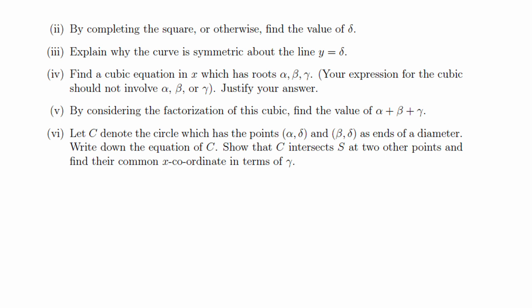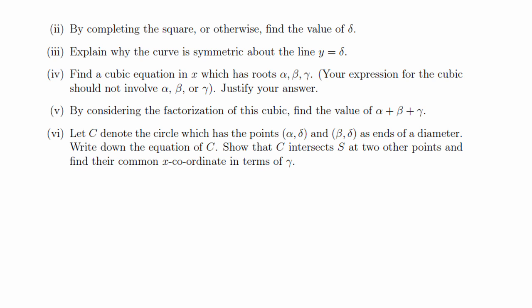Part 2. If we complete the square, then we get one solution for y precisely when y is 1/2, so delta is 1/2. Part 3. Where the curve exists, we have y as 1/2 plus or minus the square root of some function of x. That gives us symmetry about the line y equals 1/2. Part 4. These points have y equals 1/2, so x cubed minus x plus 1/4 is 0.